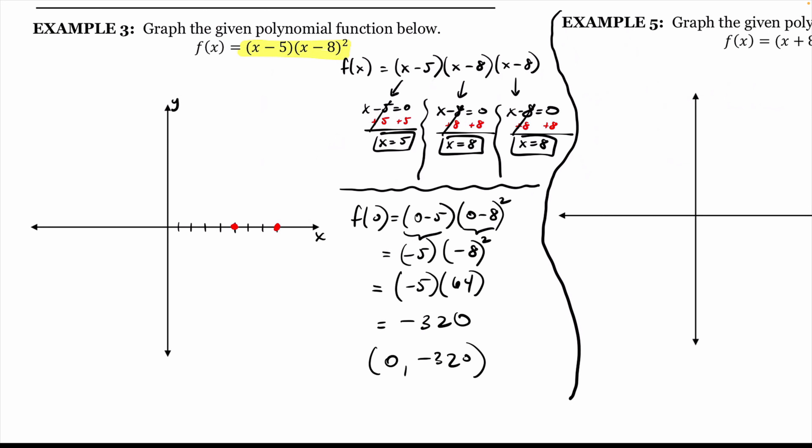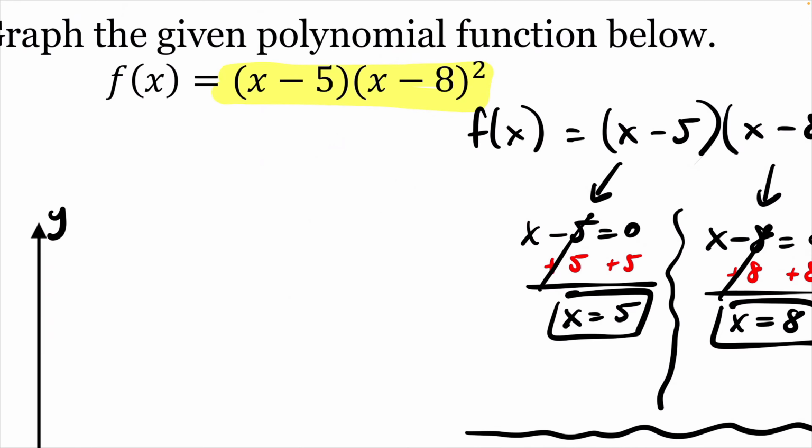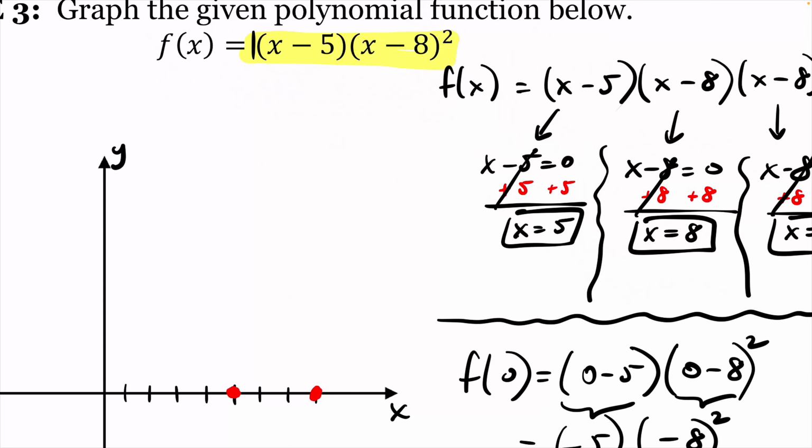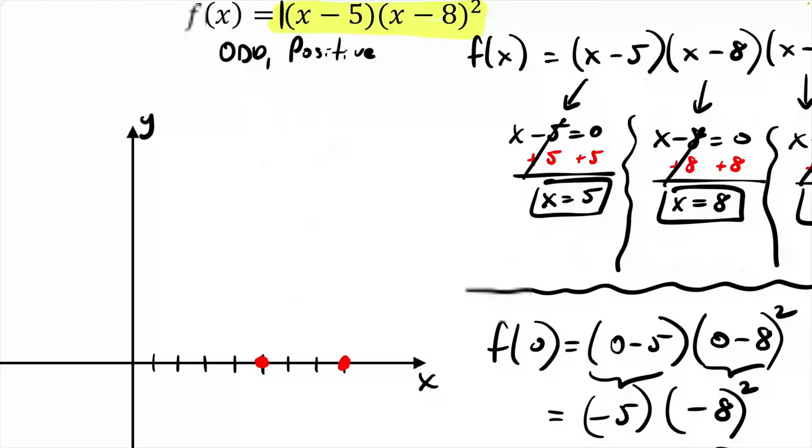Is it positive or negative? What's in front? Positive 1, right? If there's nothing there, it's always a positive 1. Okay, so we know it's odd and positive, right? So that means it's going to look like this one here. To the right, arrow up. To the left, arrow down. Okay? All right. Okay, so the dots.